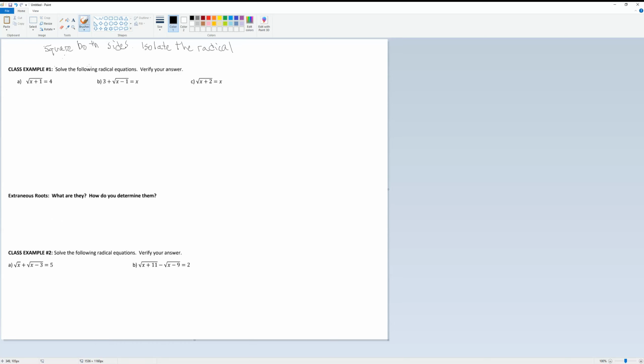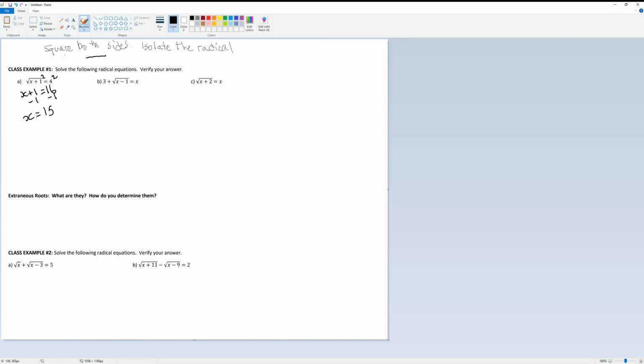Okay, let me try a brush here. That's better. Okay, so example one. This question was in your graphical example, but we're going to solve it algebraically. So I'm going to square both sides. Whatever I do to one side, I do to the other. The square of the square root of x plus 1 is x plus 1, so this just turns into x plus 1 equaling 16. If I subtract 1 from each side, I get x equal to 15.